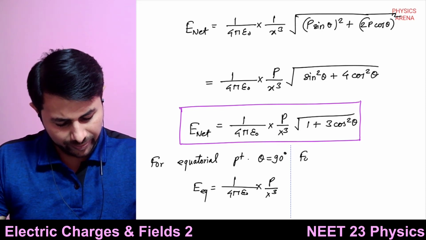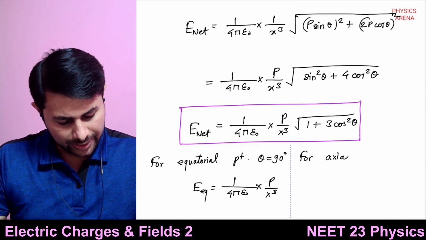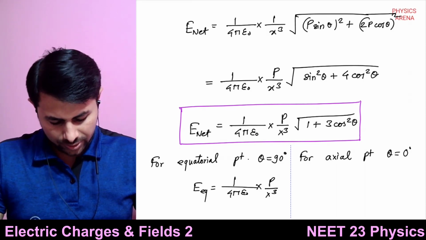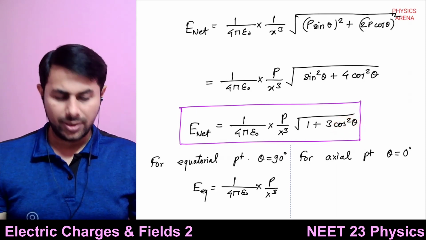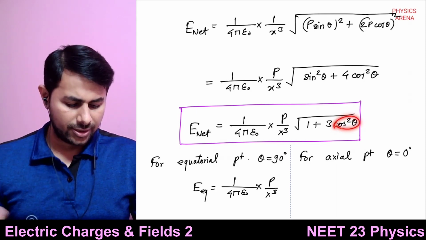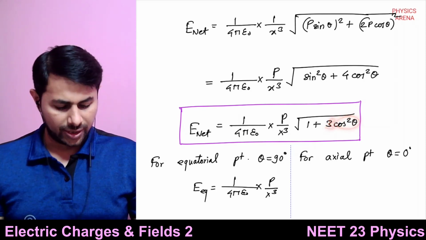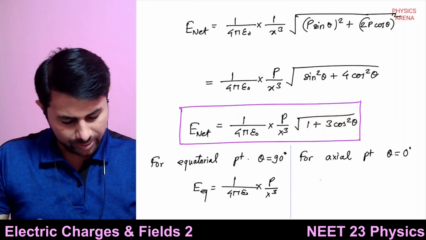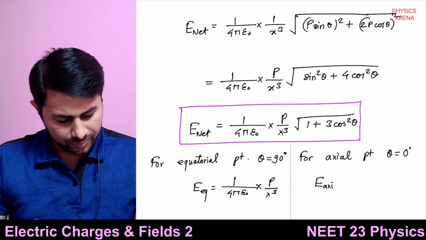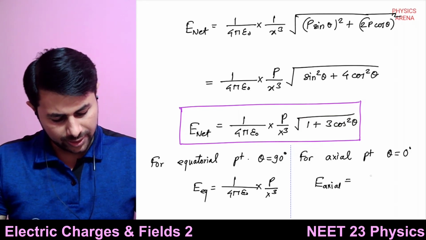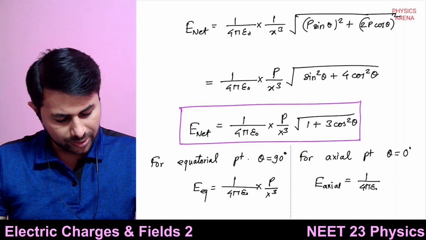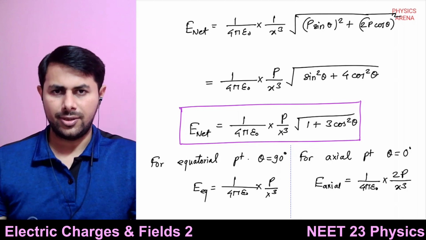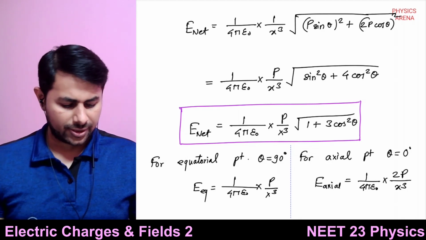And for axial point theta equals to 0 degrees. So substitute that. Cos 0 is 1. We have cos square theta, which is 1. 3 times 1 is 3. 3 plus 1 is 4. Square root of 4 is 2. Okay, so we get back this formula. E axial or E axis is equal to 1 upon 4 pi epsilon naught multiplied by 2p divided by x cube, right? So this is just a check. Okay.